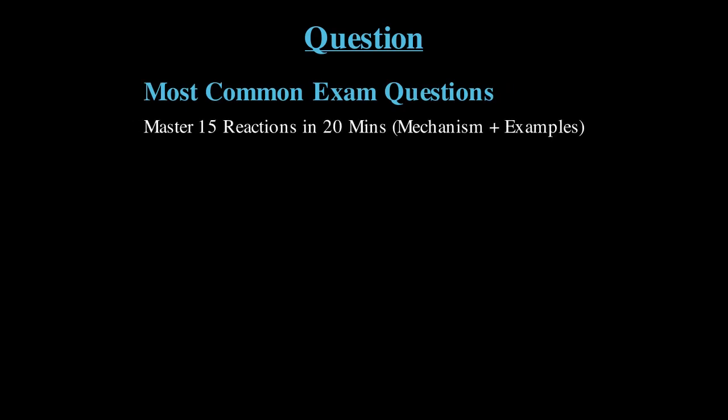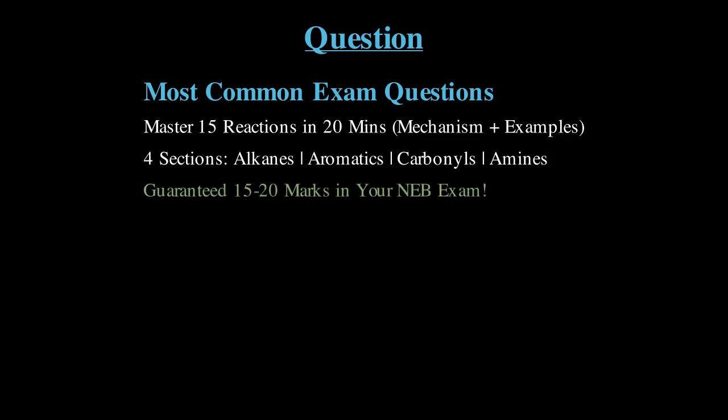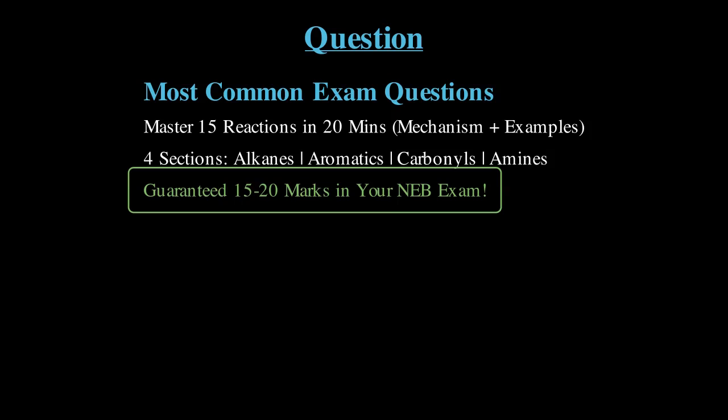Hello Class 12. Named reactions are the most common exam questions in NEB Organic Chemistry. In the next 20 minutes, we will master the 15 most asked named reactions, complete with their mechanisms, formulas, and key examples. We'll explore this in 4 sections: alkane preparation, key aromatic reactions, carbonyl chemistry, and finally amines plus Williamson synthesis. Paying close attention is crucial because a solid 15 to 20 marks come from named reactions every single year.